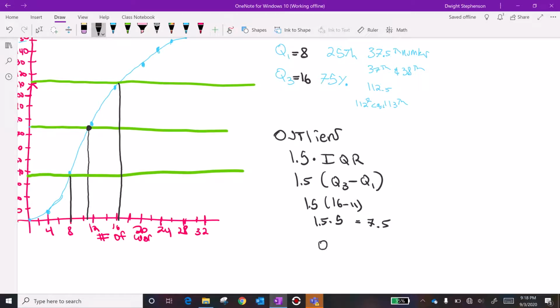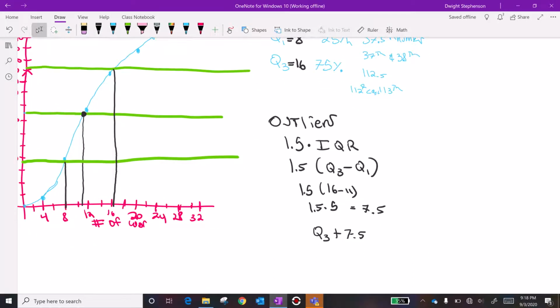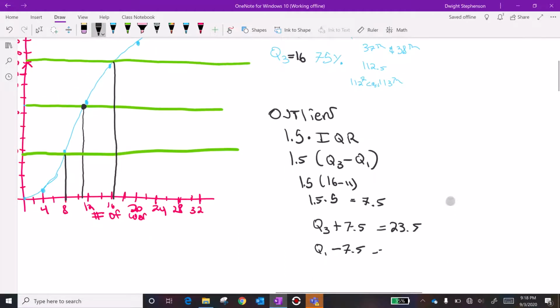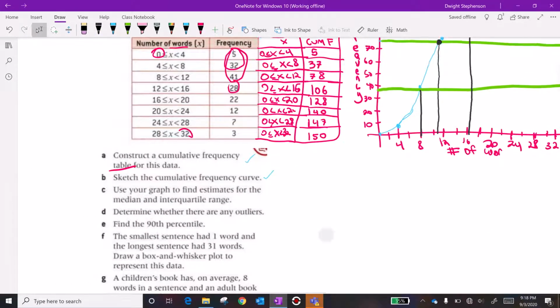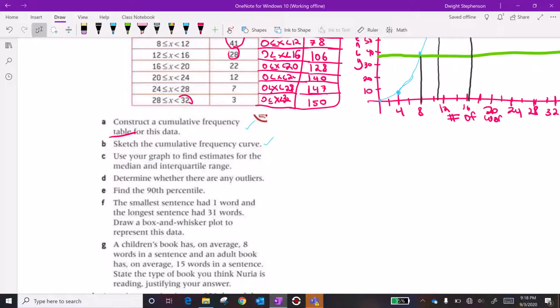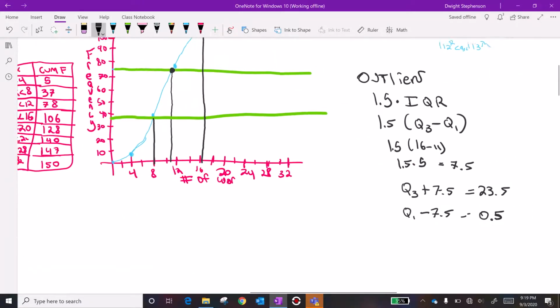What we're going to do is take our third quartile and add this. So that's 16 plus 12, so 28. And we're going to take our first quartile and subtract 1.5 IQR. So first quartile is 8 minus 12, which is negative 4. It didn't give it to us, but down here it says the smallest sentence has 1 word and the largest sentence has 31 words.